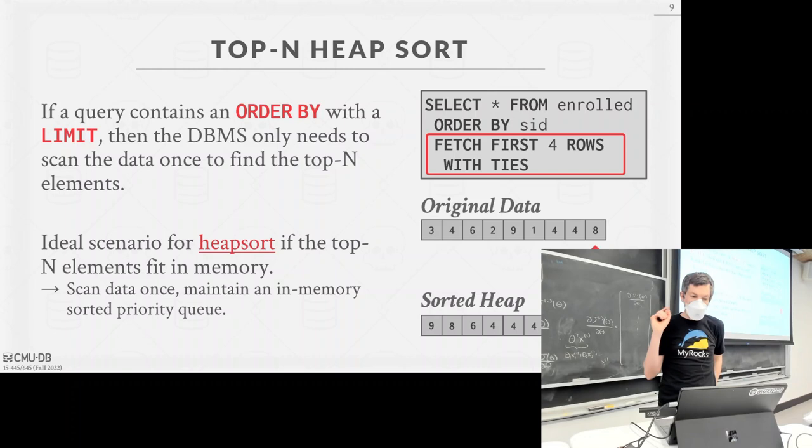Her statement is, and she's correct, and we'll get to this later, that if there was already a B plus tree index on the order by attribute, wouldn't it be faster to scan the index instead of scanning the data? Yes, we'll get to that in a second.